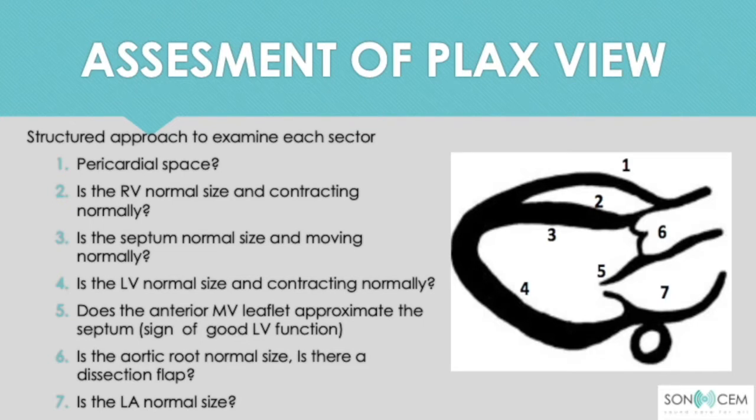You can go to the RV. Is it normal size and contracting normally? Is the septum normal size and moving normally? Is the LV normal size and contracting normally? Does the anterior MV leaflet approximate the septum?